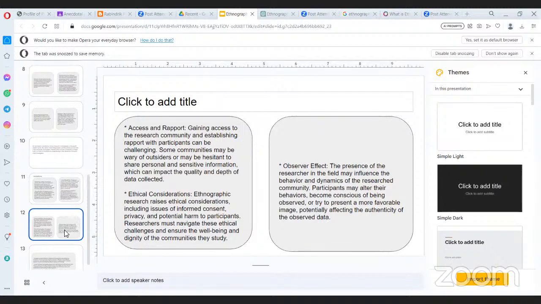Observer effect. The presence of the researcher in the field may influence the behavior and dynamics of the research community. Participants may alter their behavior, become conscious of being observed, or try to present a more favorable image, potentially affecting the authenticity of the observed data. Because the people are thinking that you are a researcher and you are here, they will manipulate their behavior to satisfy your need. Therefore, you may not get the true picture.